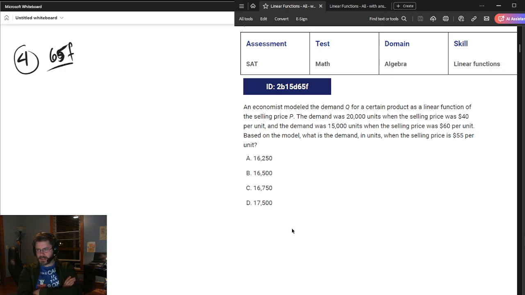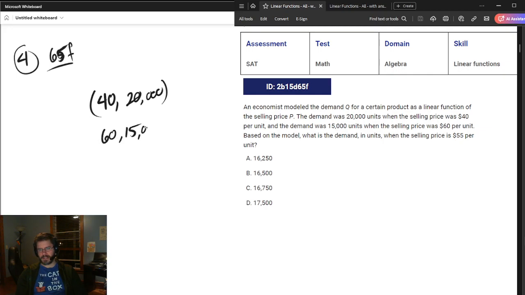Linear function, selling price P. Demand was 20,000 units when the price was 40, and 15,000 units when it was 60. So that we should understand to be an XY coordinate pair. So we've got 40, 20,000 as one XY coordinate, and then we have 60, 15,000. So by evaluating that, we should see that X goes up, Y goes down. We know that our slope is going to be negative. Change in Y is negative 5,000.